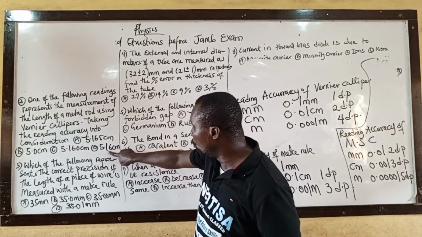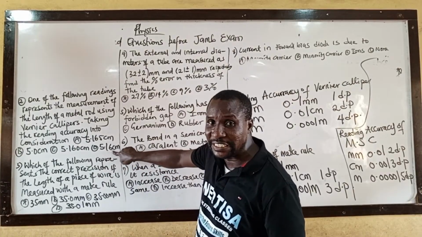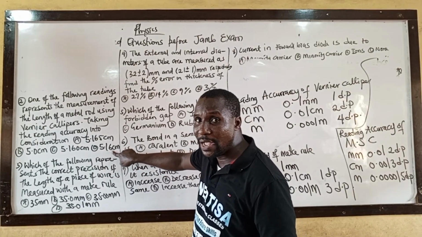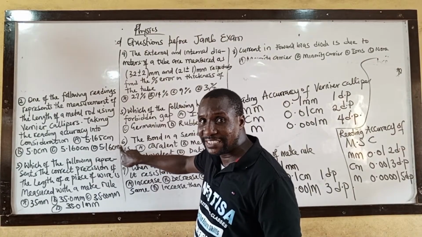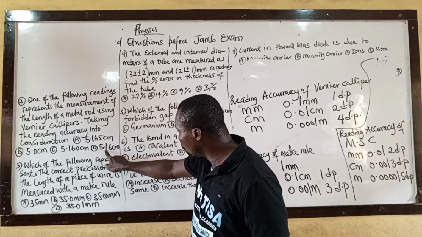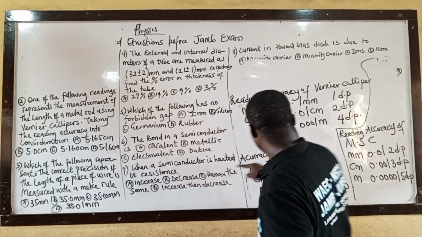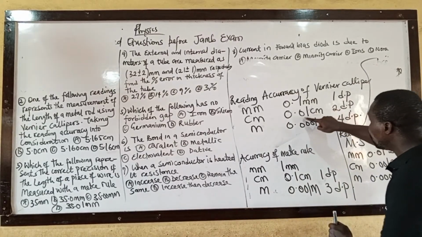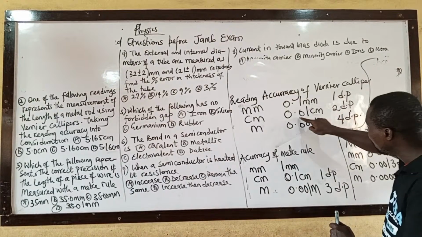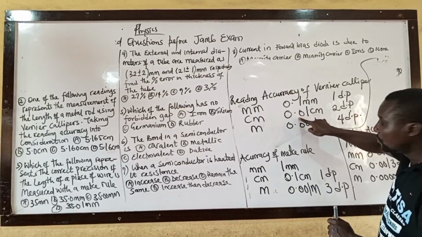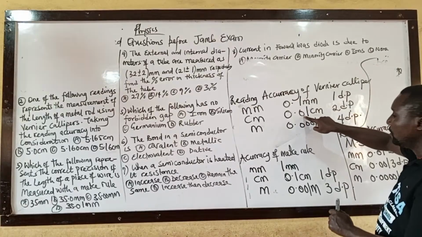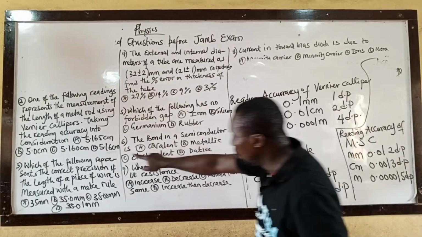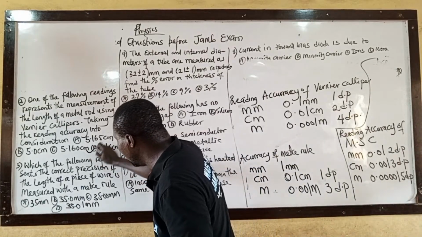Can you see? After the point, we have 2 digits. After the point, 5.16 centimeter. 2 digits in centimeter, 2 decimal places. That means in 2 decimal places, which one? Option D. That is the answer.